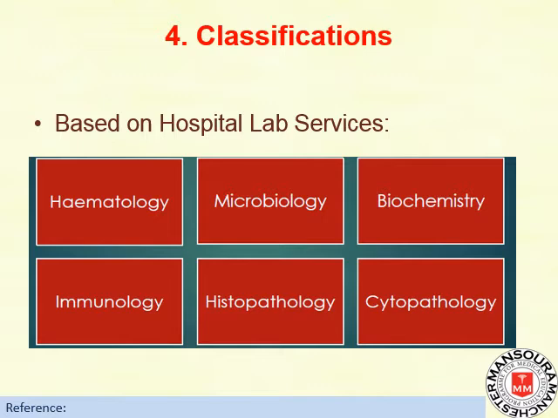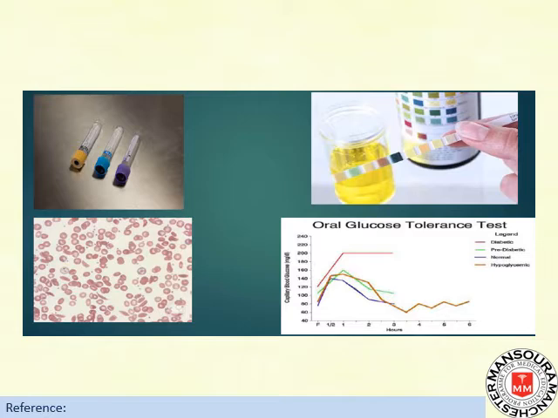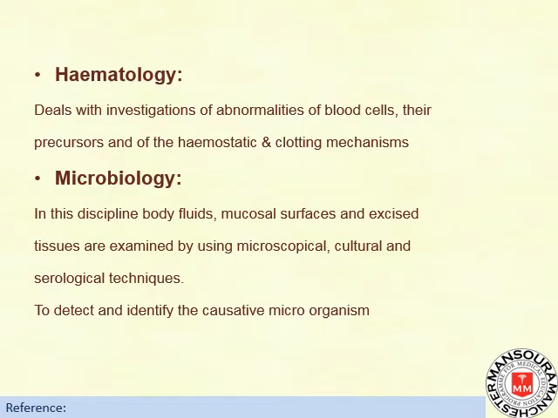We have more classification based on the hospital lab service. For example, we have hematological investigation, microbiological, chemical investigation, immunological, histopathology, or cytopathological investigation, and these are according to the different labs and different services they are providing. And these are just to show you, for example, the tubes we are using for laboratory investigation, examining the red blood cells under the microscope. This is the strip for urine. In different types of labs, we have different investigations each lab is providing.